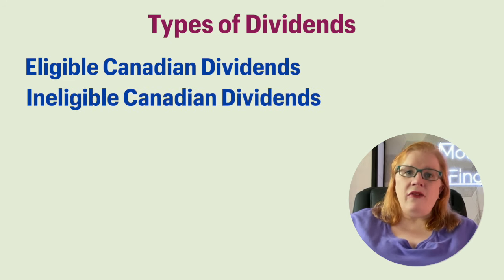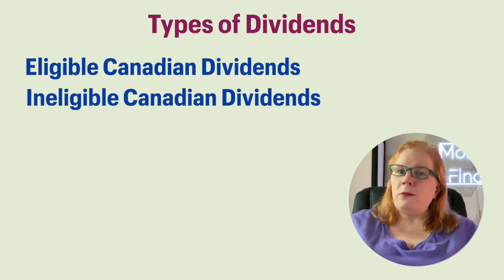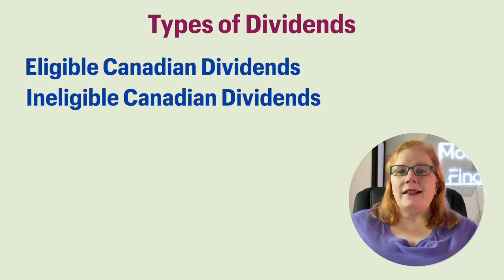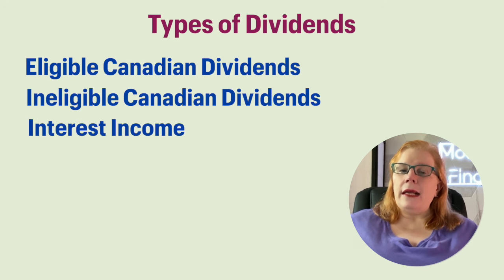The next thing you may find is ineligible dividends. These dividends come from sources like income trusts or smaller corporations that do not qualify for the enhanced dividend tax credit. They are taxed at a higher rate compared to eligible dividends. You may also find interest income. This is income generated from fixed income securities held within the ETF, such as bonds, which are a great example of a fixed income security. It is taxed at your full marginal rate, meaning it's basically treated just like regular income.